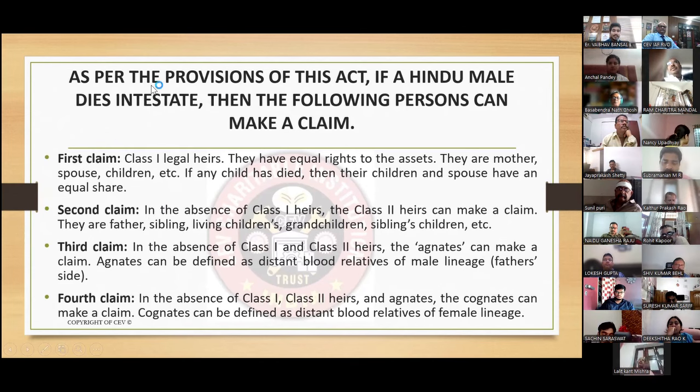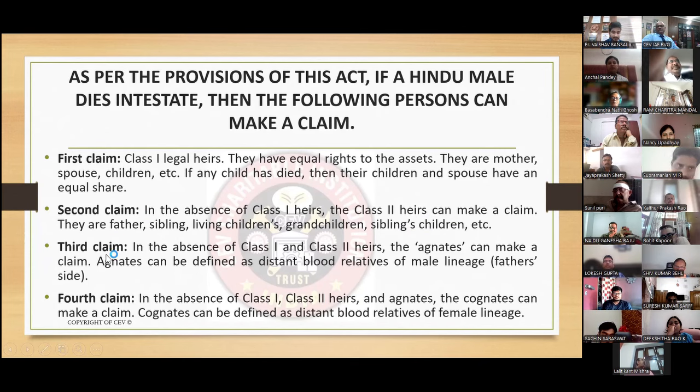So, as per the provisions of this act, if a Hindu male dies intestate, then the following persons can make a claim. First claim, class 1 legal heirs. They have equal rights to the assets. They are mother, spouse, children, etc. If any child has died, then their children and spouse have an equal share. Second claim, in the absence of class 1 heirs, the class 2 heirs can make a claim. They are father, sibling, living children, grandchildren, siblings, children, etc.